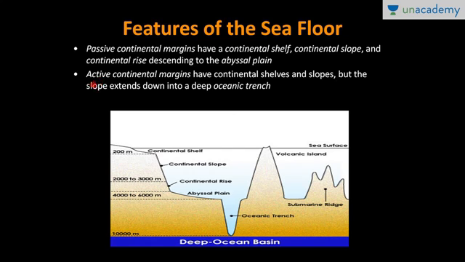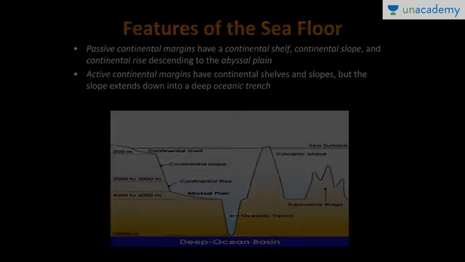But in those continental margins which are active, that means there is some tectonic activity taking place, these kinds of continental margins will have a continental shelf, slopes, and there will be a deep oceanic trench. Now you can see here, this one is the shelf, then this is the slope, then continental rise, abyssal plain. These are the trenches along the active continental margins, right? This one is the abyssal plain. Okay, so we'll discuss each in detail.